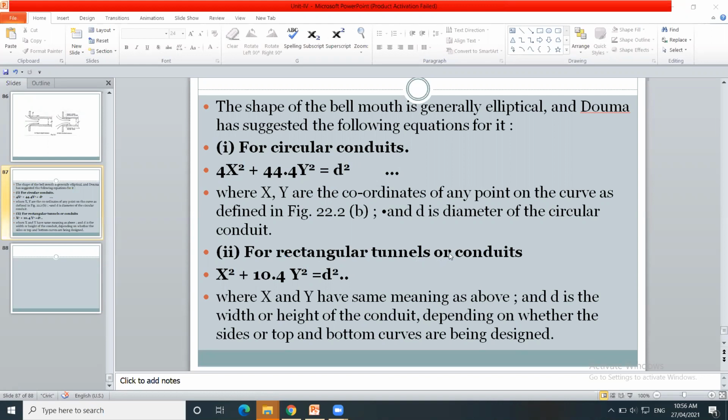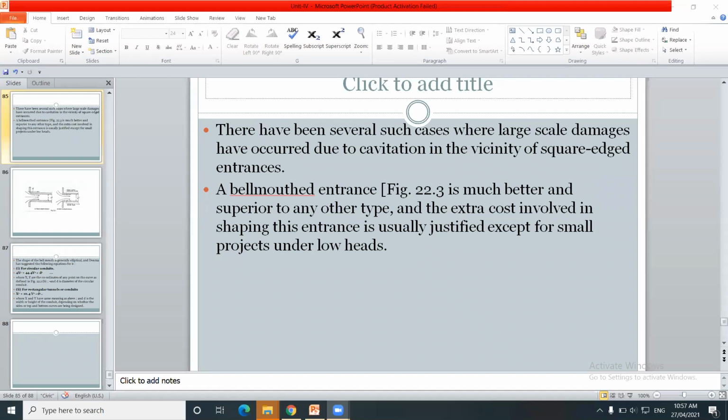For rectangular tunnels or rectangular pipes or rectangular conduits, the equation is given by x square plus 10.4 into y square is equal to d square, where x and y are the coordinates, and d is the width or height. So these are the equations for circular conduits and for rectangular conduits.